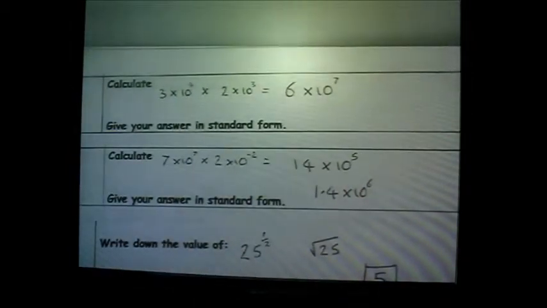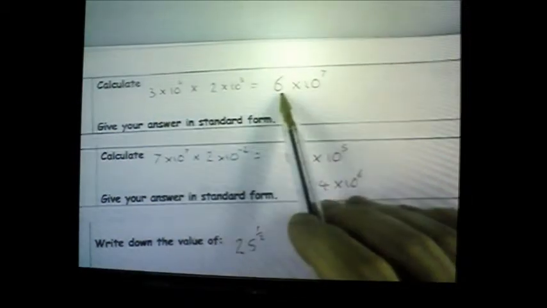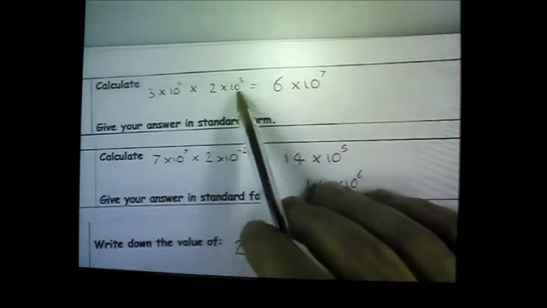Right, that's got the pages. Do a calculation with numbers in standard form. There you go. A little bit tricky, but not too bad. Just do your numbers first. So 3 times 2 is 6. Then 10 to the power 4 times 10 to the power 3.